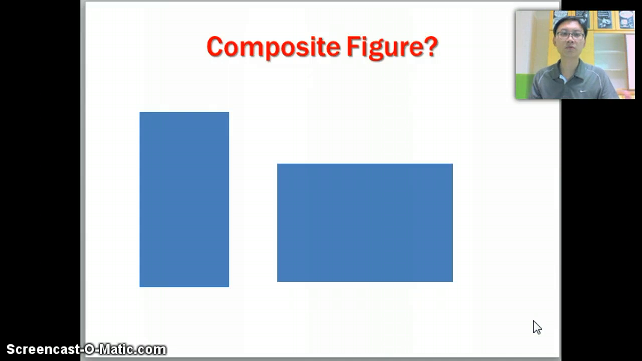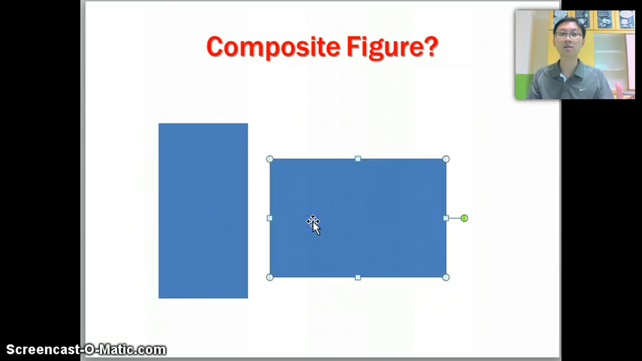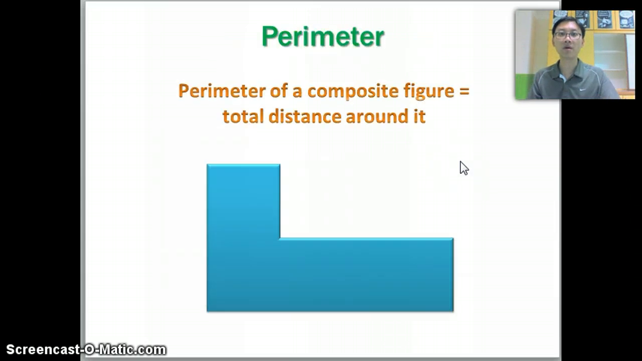Now, first things first, what is a composite figure? Like I've mentioned in class, a composite figure is where we have two or more rectangles or squares. Composite figures can be made up of squares, rectangles, or a mixture of both. If I have two separate rectangles and I combine them, they form a composite figure, a new figure based on squares and rectangles. So that is what composite figures mean. Simple. Let's move on.